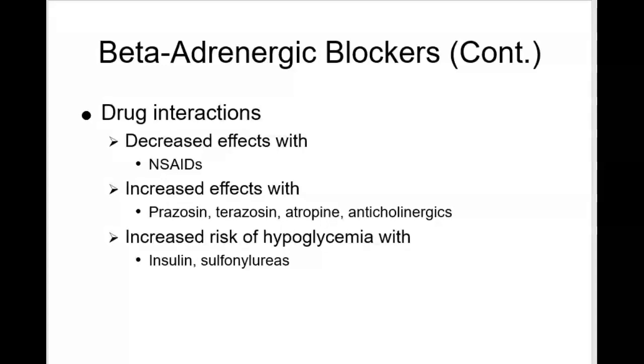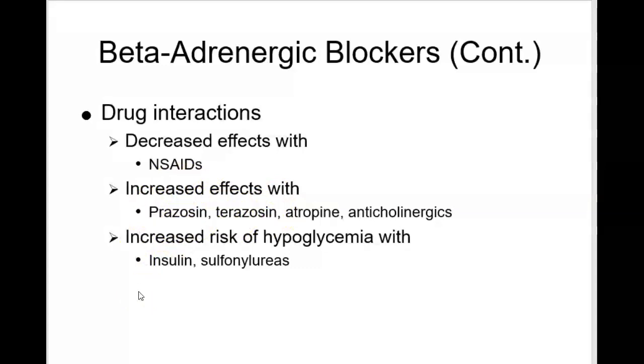NSAIDs, or non-steroidal anti-inflammatory drugs, decrease the hypotensive effect of atenolol. So atenolol doesn't work as well if it's given with an NSAID. Increased effects of atenolol are seen if given with prazosin. And when you see that -zosin, right, you don't even have to know that drug name, because you should be able to recognize the -zosin. Prazosin was your prototype med of which category? Hopefully you're thinking alpha-1 blocker.